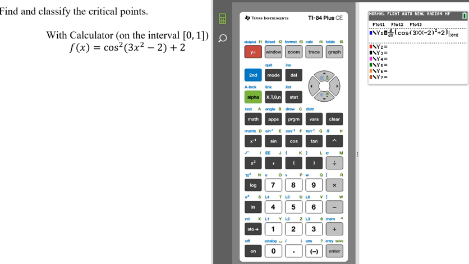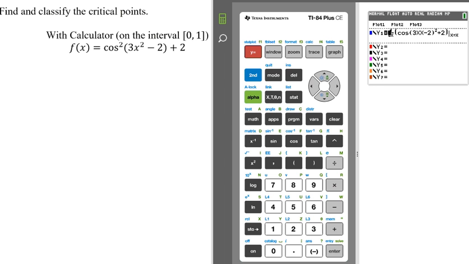because if we took the derivative of cosine squared of 3x squared minus 2 and then add 2, there would be chain rule implications, and it would be kind of tough for us to find the places where the derivative equaled 0. The derivative is going to exist everywhere, but it would be hard to solve for.